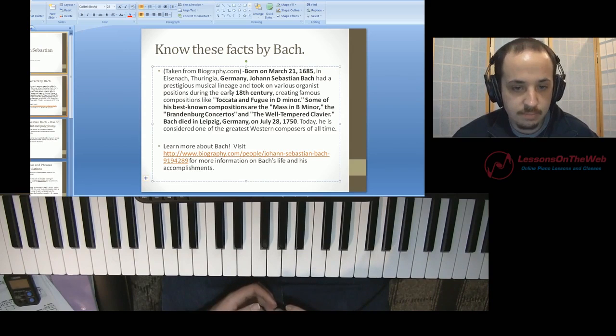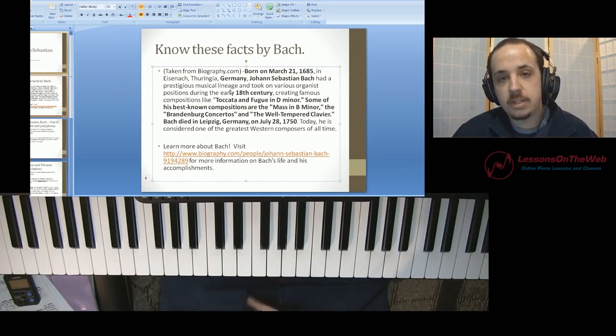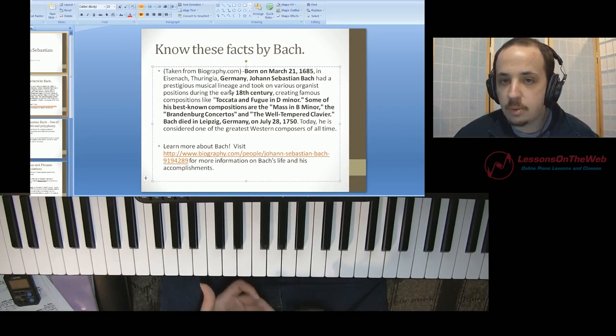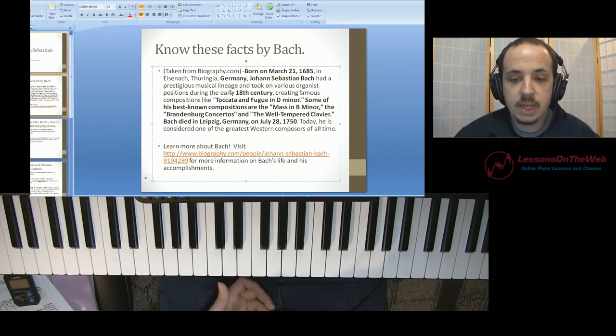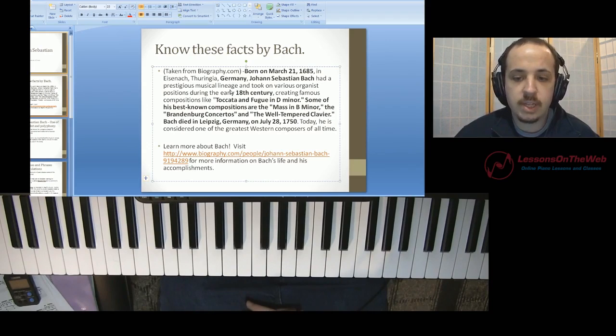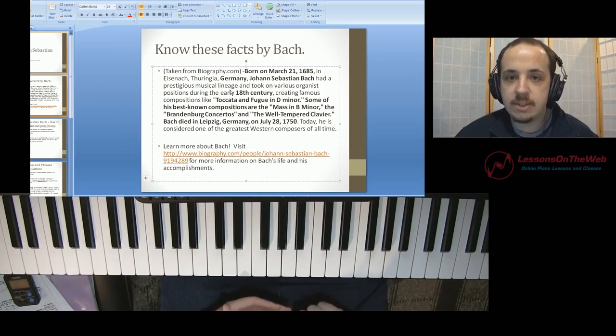And you should know that he created the Toccata and Fugue in D minor. You want to know that he created the Mass in B minor. The Brandenburg Concertos, if you ever hear about that, you probably will if you study music. And the Well-Tempered Clavier, which is a collection of preludes and fugues in every single key. So I think that was a thing he did to kind of practice writing in different keys, and those are always good songs to learn.